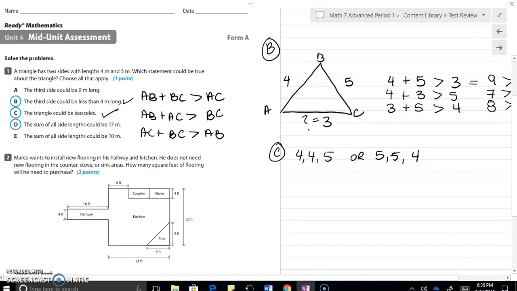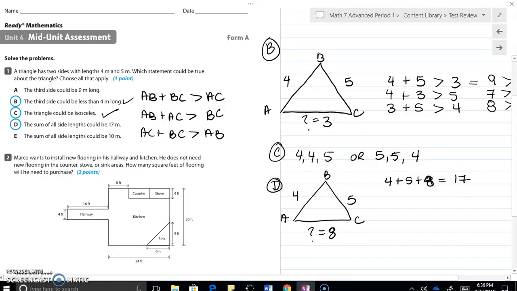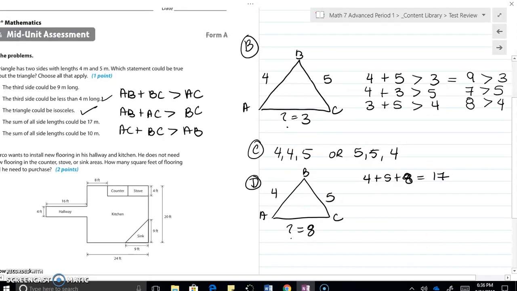All right, and then D, the sum of all side lengths could be 17. Well, what would make the sum of all side lengths 17? So far we have 4 and 5. 4 plus 5 is 9, so therefore the third length has to equal 8, because 4 plus 5 plus 8 will equal 17. But if I plug into the triangle inequality theorem, then I'll know for sure if it's right.